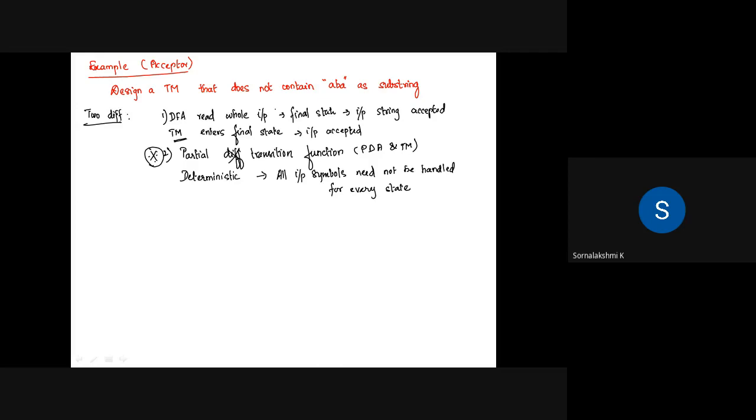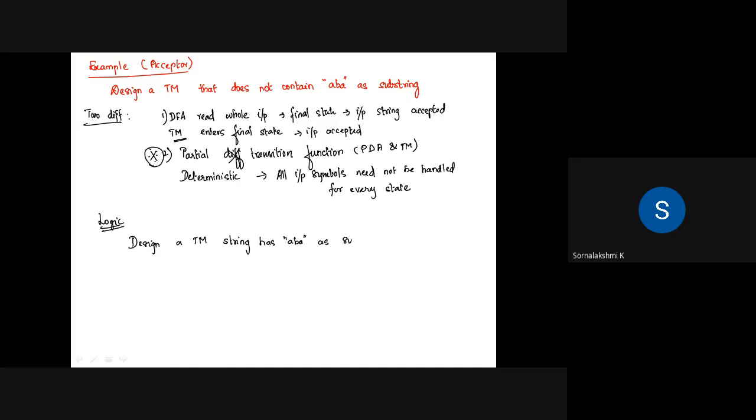So today we're going to see a class of problem that we have already seen in FA: the string does not contain ABA as a substring. The logic that we are going to follow for this sort of problem is this: designing a Turing machine for acceptance of a string that has ABA is easier. So, design a Turing machine to accept a string that has ABA as a substring.